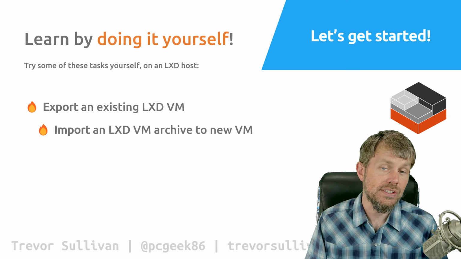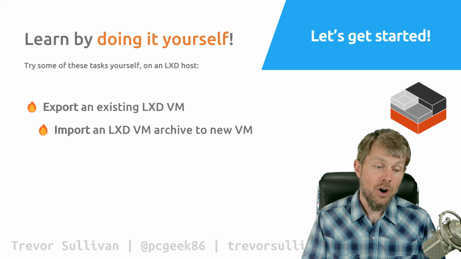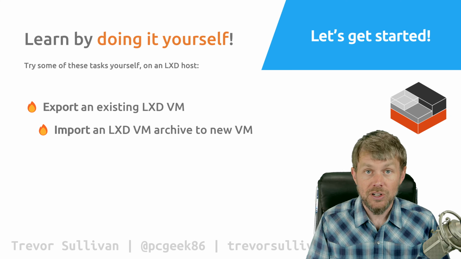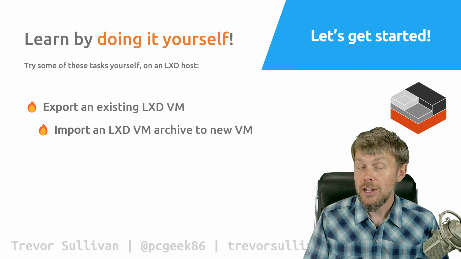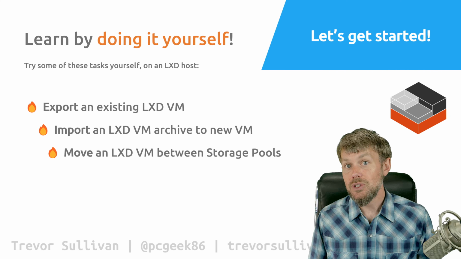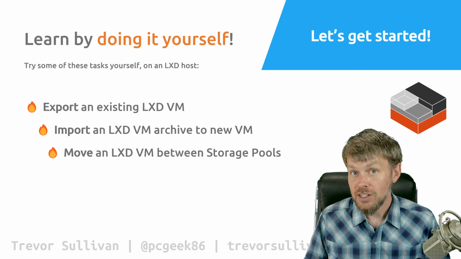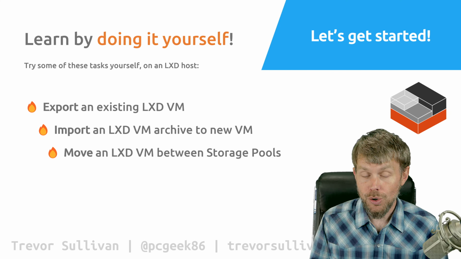So you take that tar.gzip file, restore it to a new VM, perhaps with a different name, or if you deleted the original VM that you took an export of, you could just go ahead and restore it to a VM with the same name. Also, you can practice moving your virtual machines between different storage pools by creating a secondary or tertiary storage pool, and then take an export and import to a new virtual machine specifying the different storage pool name.